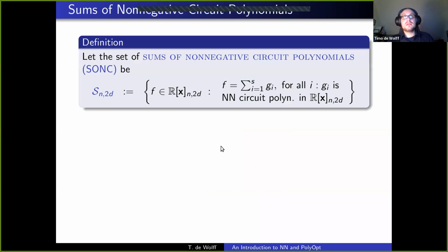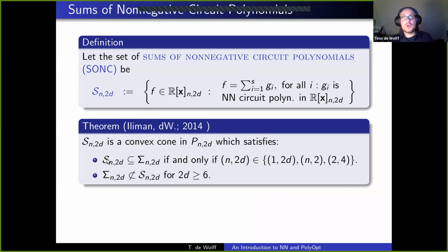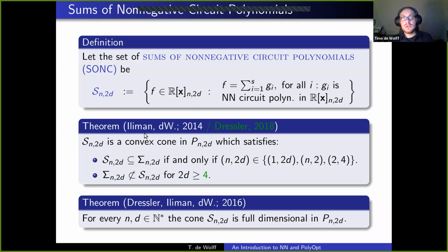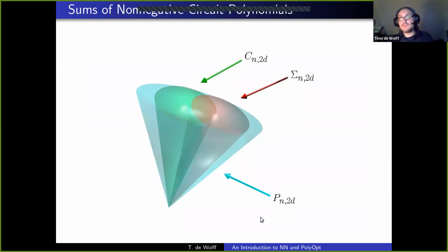Okay, final thing that I will tell is, because circuit polynomials in itself are not very interesting, you can look at sums of these non-negative circuit polynomials. This is every polynomial that I can write as a finite sum of non-negative circuit polynomials. And these things form a convex cone again. And this cone is not contained in the SOS cone. We have just shown this. And this cone is full dimensional. And this means in total, we have found a new certificate of non-negativity, which is independent of sums of squares.